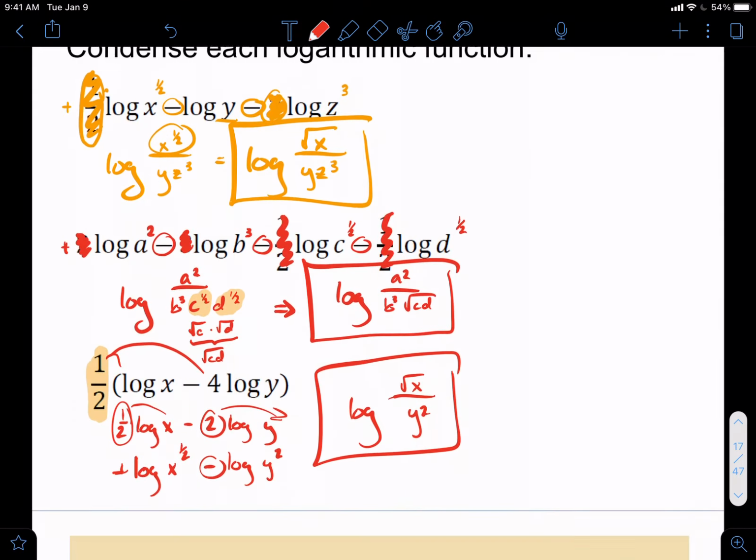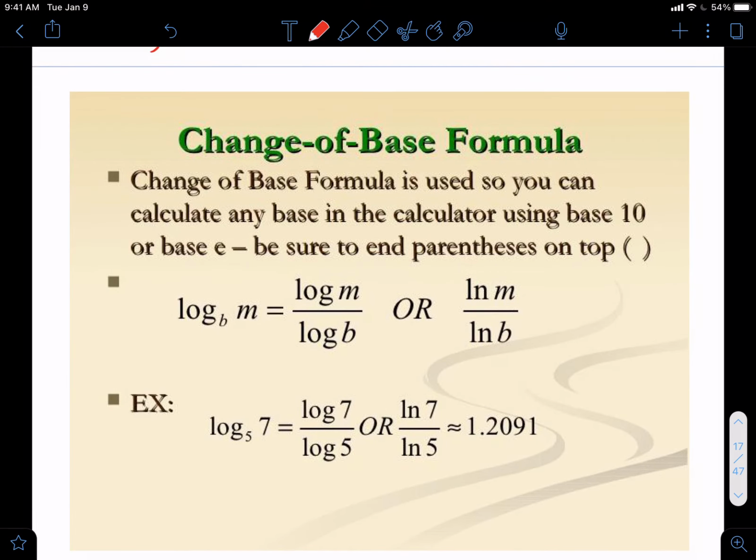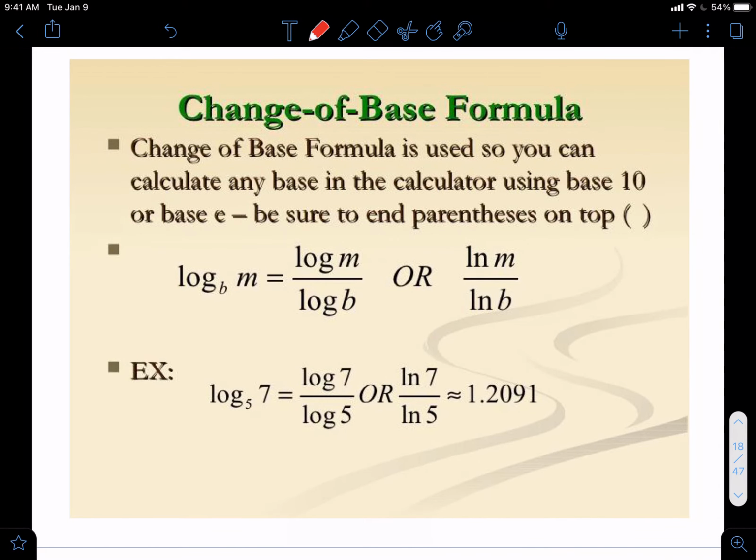Now, to deal with that, mathematicians found this change of base formula. And the way the change of base formula works is the change of base is used so that you can calculate any base in the calculator using base 10 or base e.